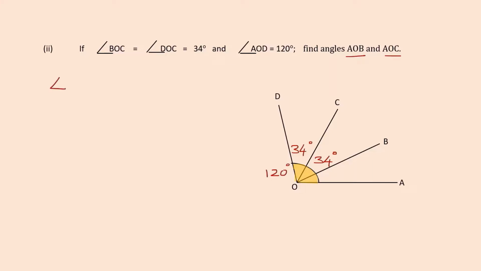So let's start with angle AOB. That means this portion. This portion is what we need to find out. For this, we take the whole of angle AOD, which is 120, and take away these two from it. What is remaining is angle AOB. So we start with angle AOD, and from that we take away the other two angles, which is angle BOC and angle COD. Now let's substitute.